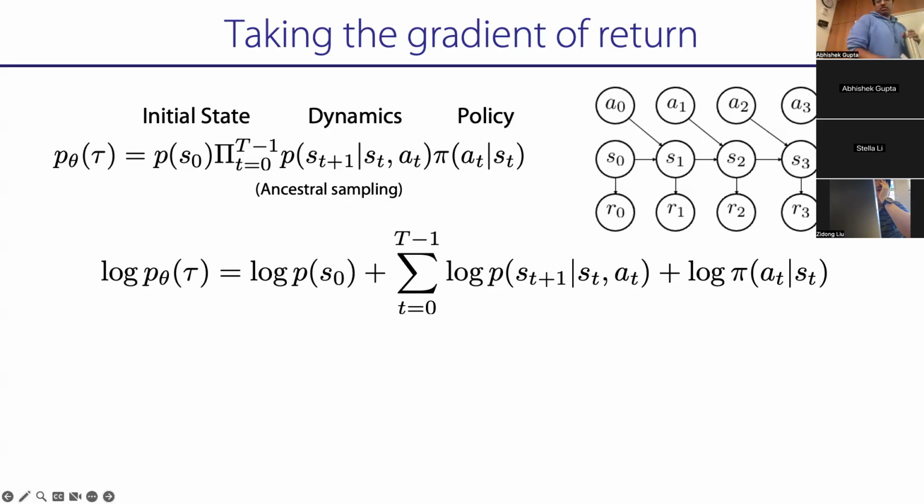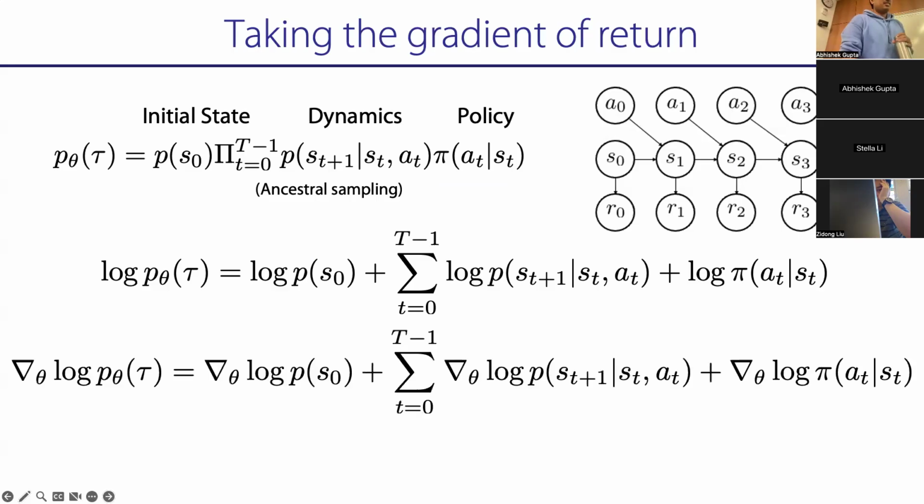Now, why is this cool? Because if you take the gradient of this, you'll see that you can separate it: the gradient of a sum of a bunch of terms is the sum of the gradients of each of those terms. Which means that you have the gradient of this plus the gradient of this plus the gradient of that.